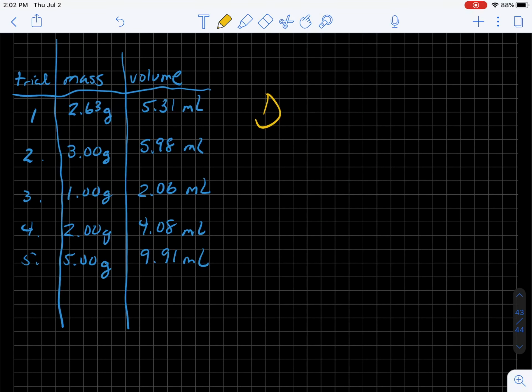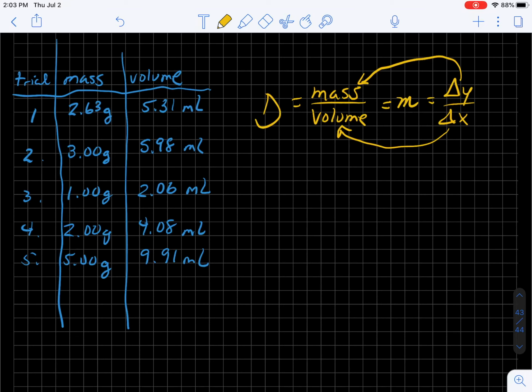If our intention is to graph density, density by definition is mass divided by volume. So if we're going to use a linear plot, that density is going to represent the slope of our line. And the slope of the line is actually delta y over delta x. So if the equation is delta y over delta x, that means our y-axis component is the mass and our x-axis component is the volume, regardless of how we set it up in our data table.